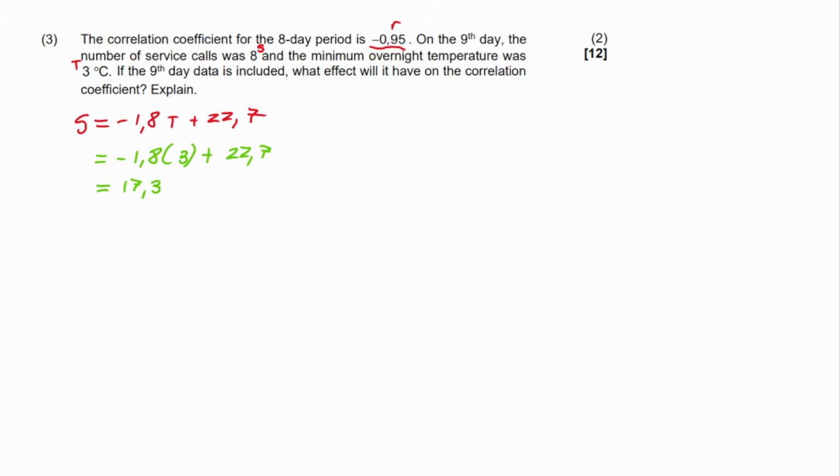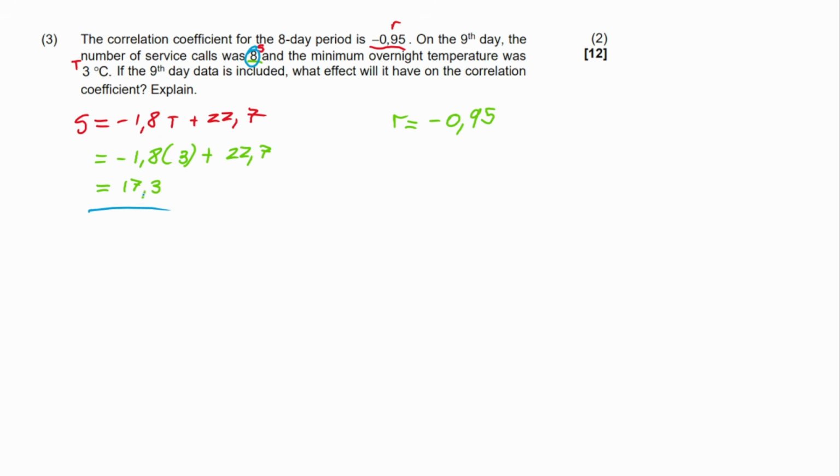17.3. So that's what we should have been getting, but we got how many? 8. So this doesn't agree with our previous correlation. Because it doesn't agree with our previous correlation and it's off, our correlation is going to be weaker. So if we look at our correlation coefficient, we got R is equal to negative 0.95. So this is a very strong negative correlation, okay? But our data says we should have been getting 17 calls, but we actually got 8.